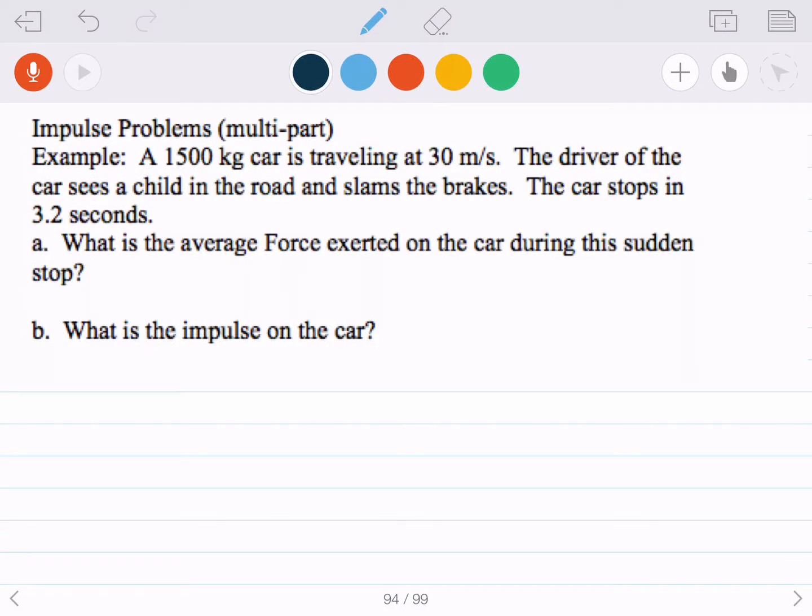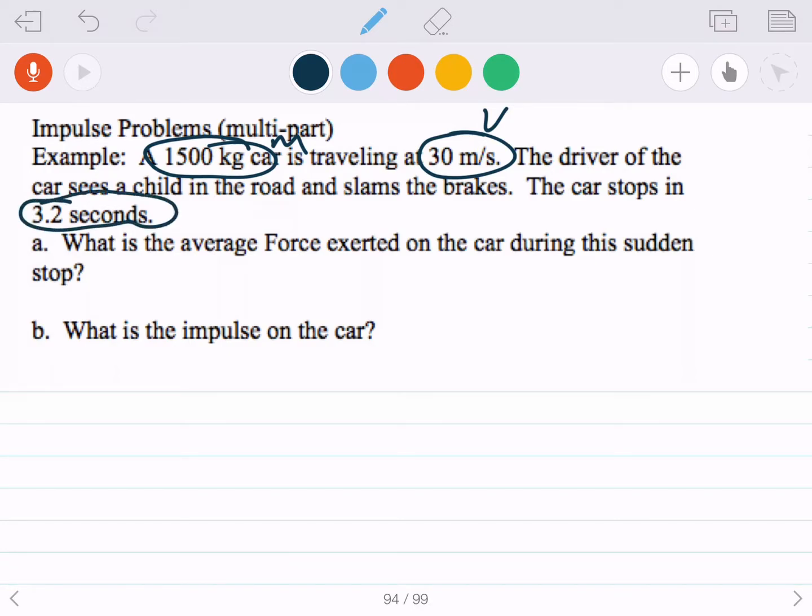Okay, welcome back. Now we're going to take a look at a multi-step problem with impulse. So we're going to do our 7-step process. We have a 1,500 kilogram car, which is a mass. It's traveling at 30 meters per second, which is a velocity. The driver of the car sees a child on the road and slams the brakes.